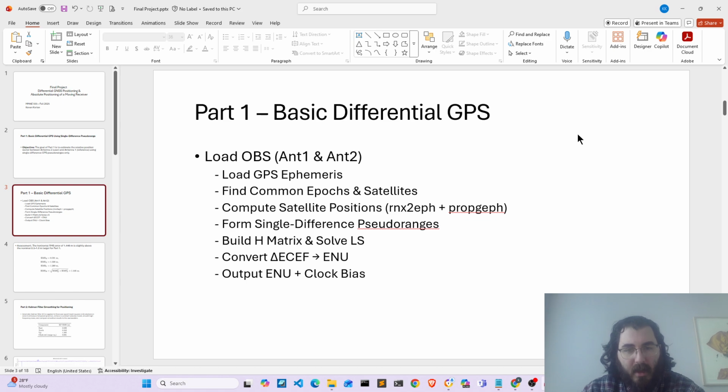Using the H matrix and the vector of single difference pseudo ranges, I solve a linear least squares problem. This yields 4 unknowns: the differential ECF position delta x, delta y, delta z, and the differential receiver clock bias, delta t times c. Least squares is appropriate because measurements are noisy, and the method finds the solution that best fits all available satellites. Once the differential position is computed, I convert from ECF to ENU coordinates, which provide an intuitive east-north-up presentation. Finally, I compute the RMS errors over time and evaluate accuracy.